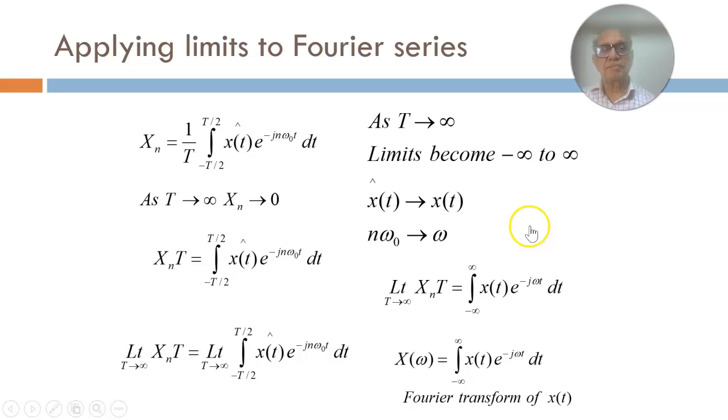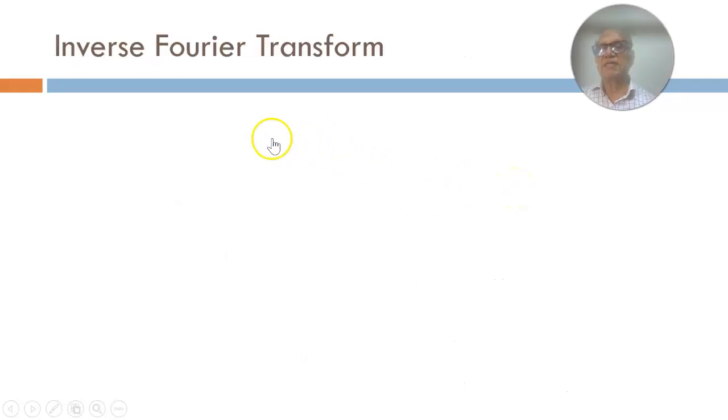All right. So we have obtained the Fourier transform. That means X(omega) in terms of x(t). But can we obtain x(t) in terms of X(omega)? So let us do that exercise now.